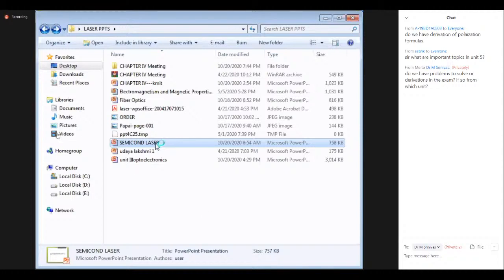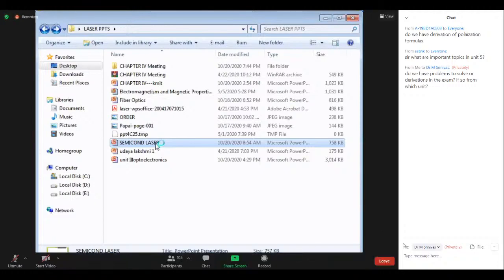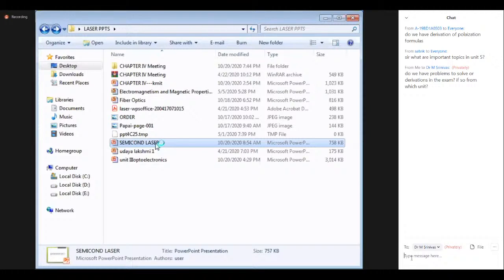See, semiconductor laser. Please respond whether you are able to see it or not, at least by typing in the chat box. The principle of a semiconductor laser is nothing but you take a PN junction diode, and apply an electric field.